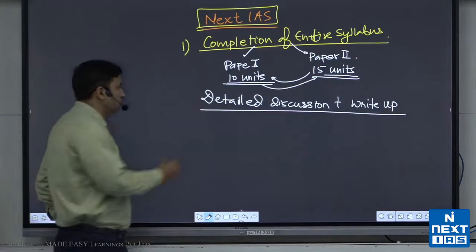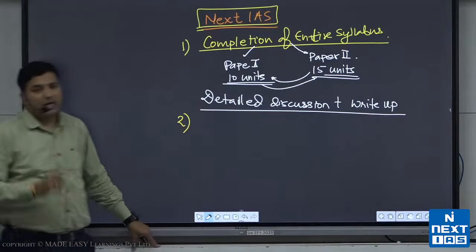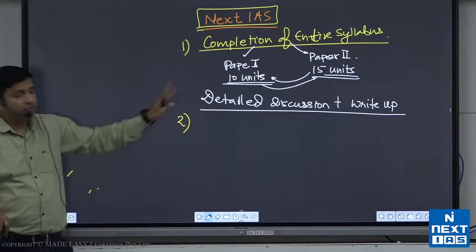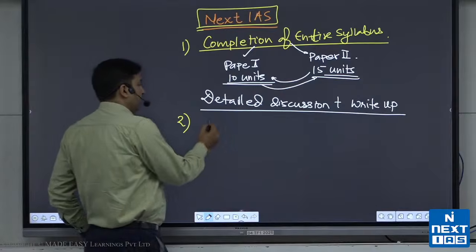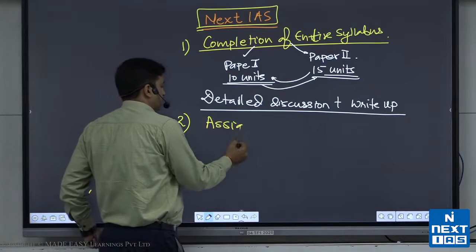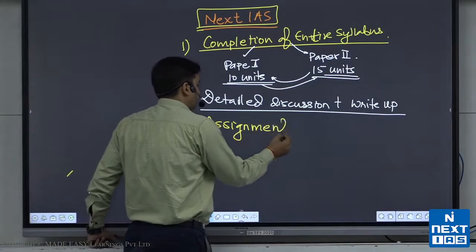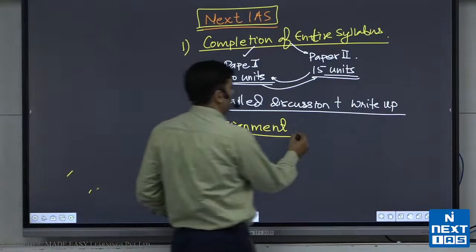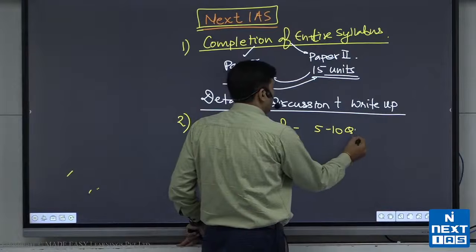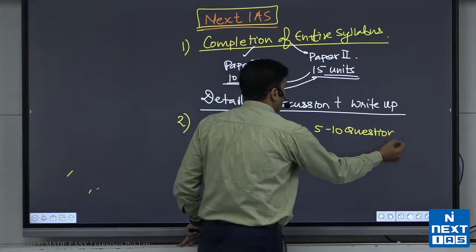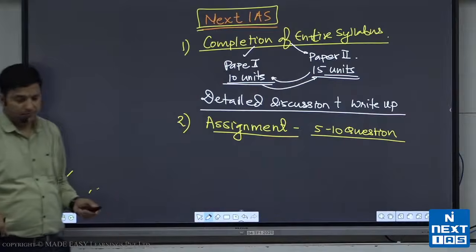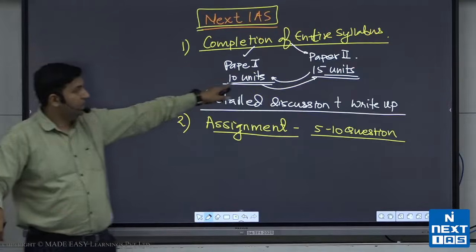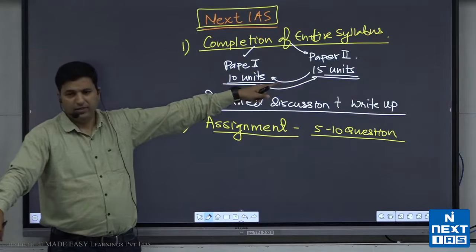So what we do extra is that after completion of every unit, there is an assignment. The assignment will have somewhere around 5 to 10 questions on that unit. So how many units have we discussed? Paper 1 has 10 units, paper 2 has 15 units, right?